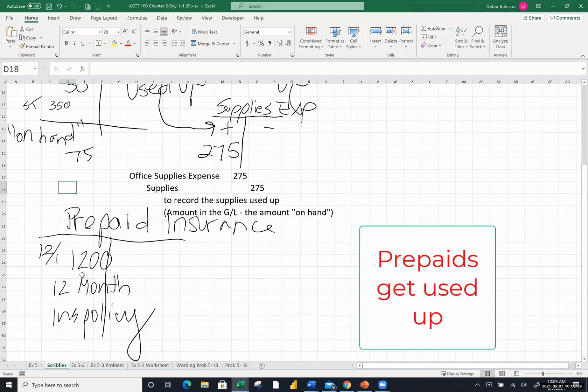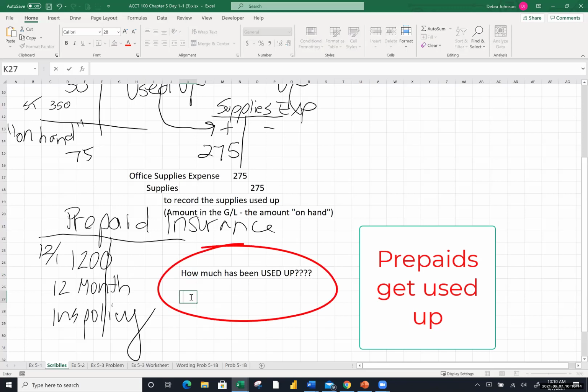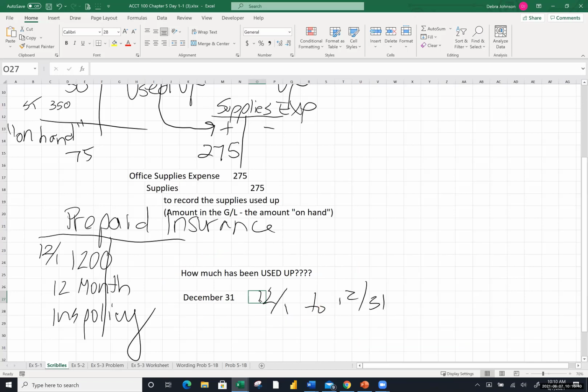So when we make this adjustment, what we are asking ourselves is the same question we asked ourselves on the office supplies. How much has been used up? So if we're using a calendar year, December 31st, and again, back to Ulysses' question, to keep Excel from throwing that into a formula format, hit the space bar before you type in the date. If we're using an end of the month date of December 31st, 1 month has been used up. How do I know 1 month has been used up? From 12/1 to 12/31 is gone.